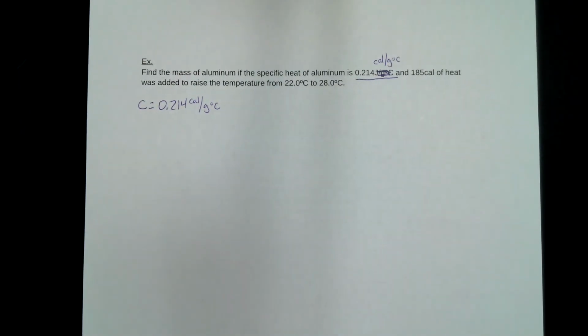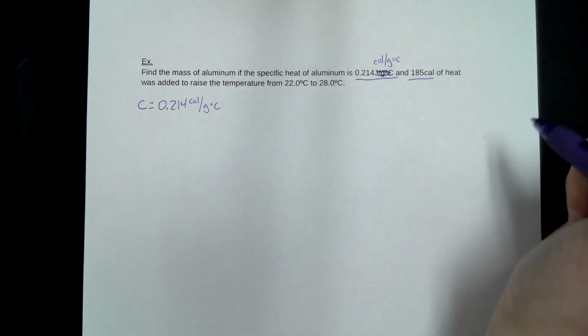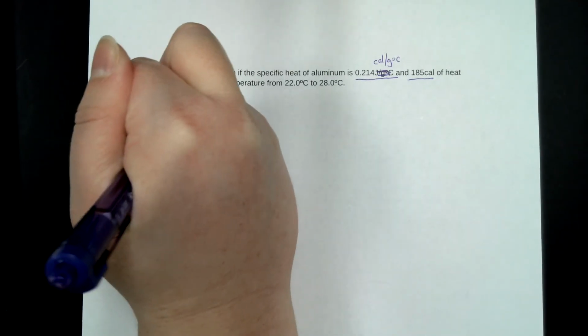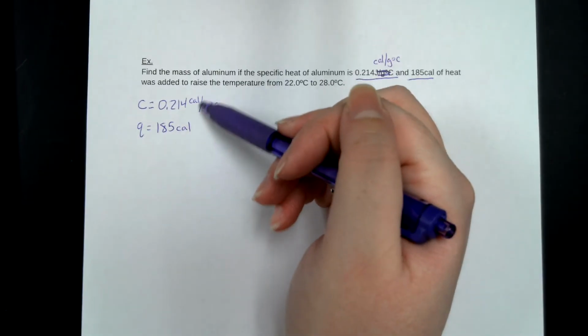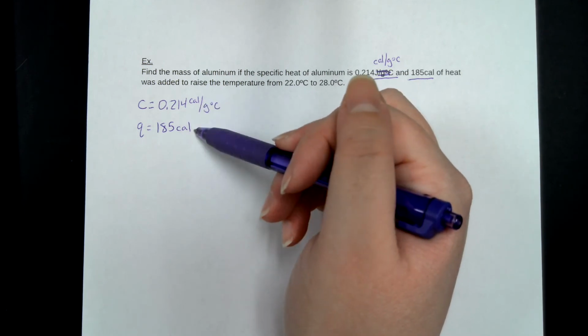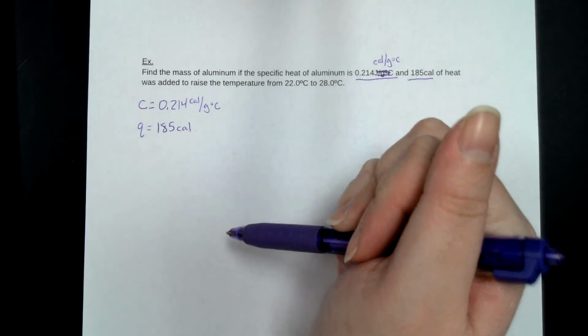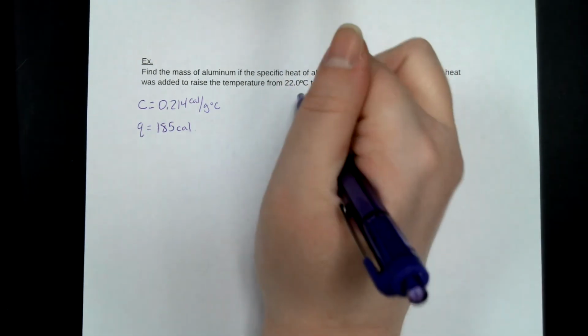All right. So the first given is the specific heat, 0.214 calories per gram degree Celsius. The next given is the heat itself, so that's Q. And in this question, we're using the other common units of specific heat and heat energy. But nothing changes no matter what the units are.